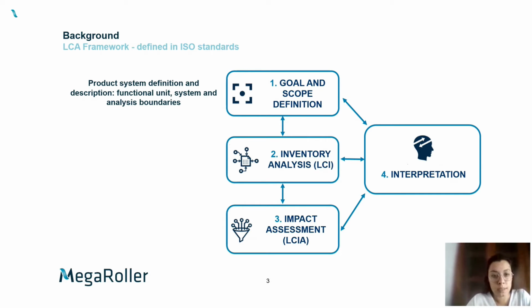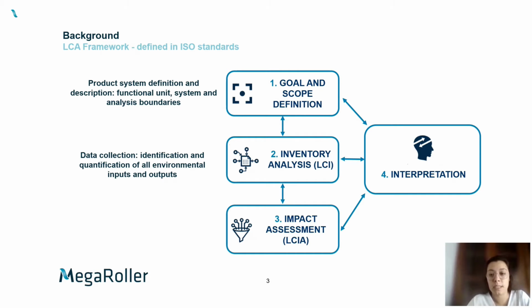And so starting with the first stage, goal and scope, here, basically, we define the product system and describe it in terms of functional unit, system, and analysis boundaries. Going to the next phase, life cycle inventory. The inventory analysis is essentially the data collection phase of the LCA. We look at all the environmental inputs and outputs associated with the product, such as the use of raw materials and energy, the emission of pollutants and waste streams. And this is where we get the complete picture.